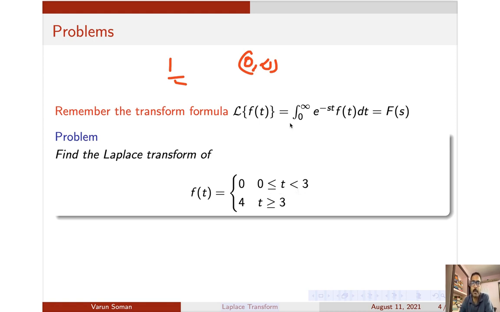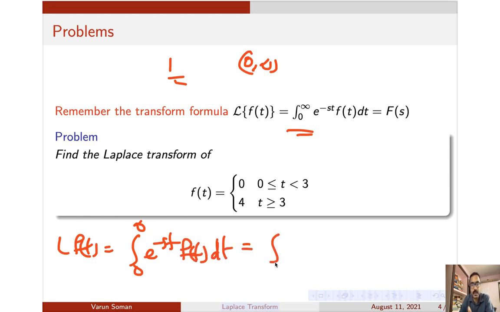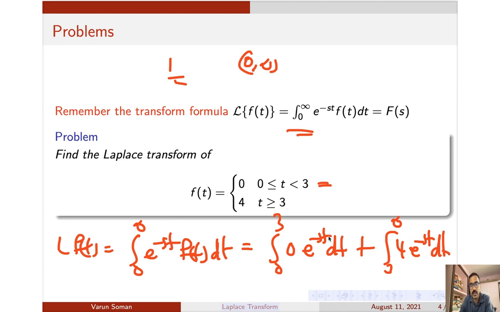So I'll apply the definition here. How will you apply it? It's a very simple thing, you know the formula. L of f of t is the integral from 0 to infinity of e raised to minus st into f of t dt. I can split it into the integral from 0 to 3 of 0 into e raised to minus st dt, because the function is 0 in that interval, plus from 3 to infinity you will have 4 into e raised to minus st dt. Now the first one is 0.